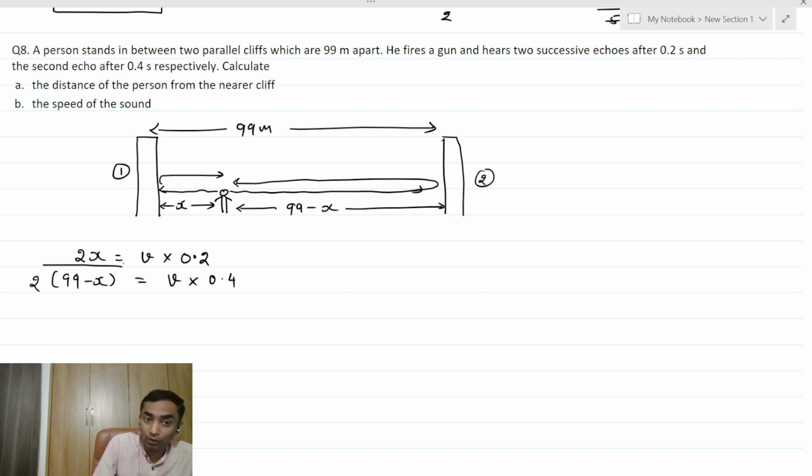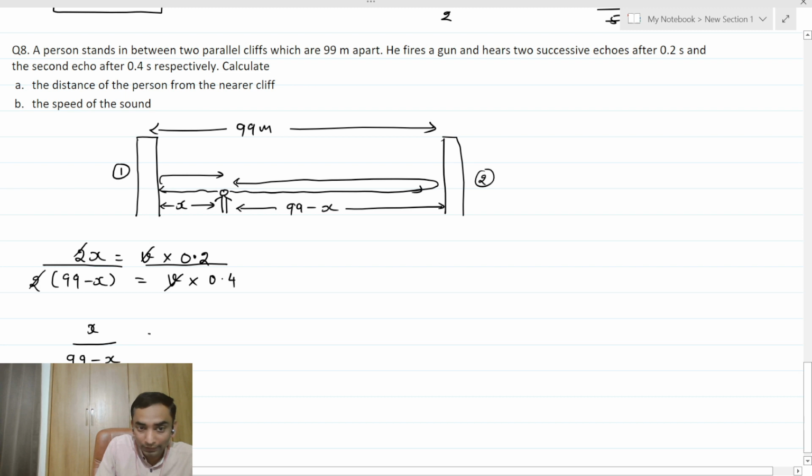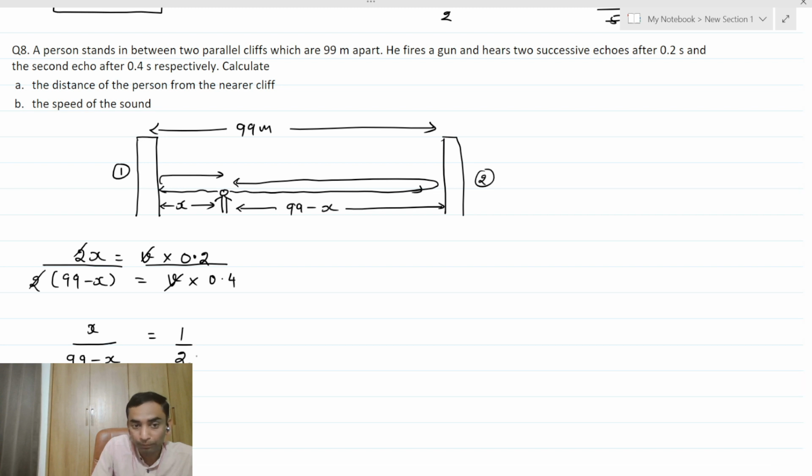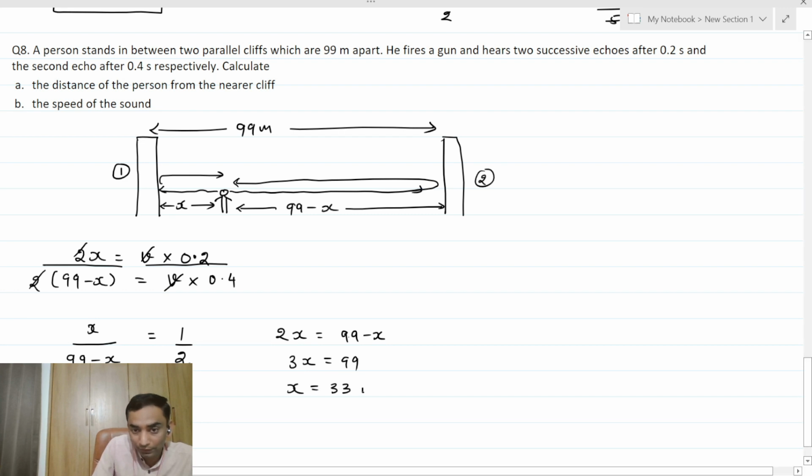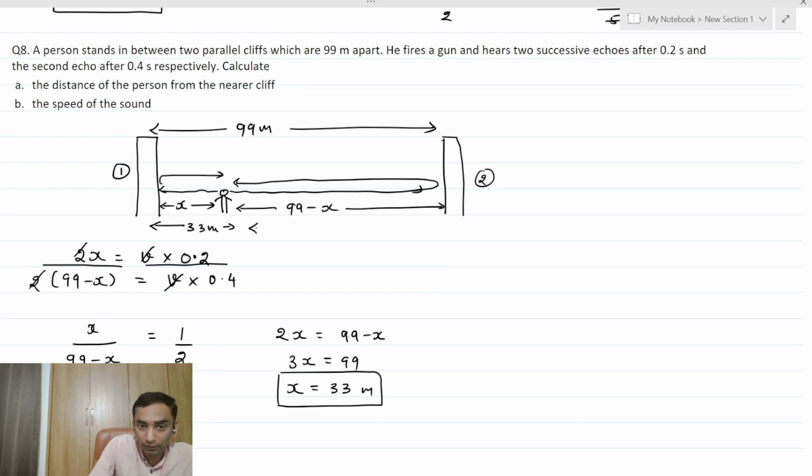Again, I am going to give you a very short trick and you may solve this question just orally, but let us solve this first. Again, both equations, and I am dividing both the equations. So x upon 99 minus x is equal to, multiplying up and down by 10, 2 by 4, so it is 1 by 2. Cross multiplying, 2x is equal to 99 minus x. So here 3x is equal to 99 and x is equal to 33 meters. This is the first answer. And of course, the nearest hill is at a distance of 33 meters, so the comparatively farther hill is at 66 meters.